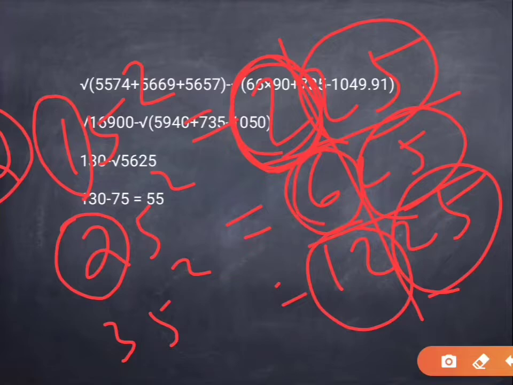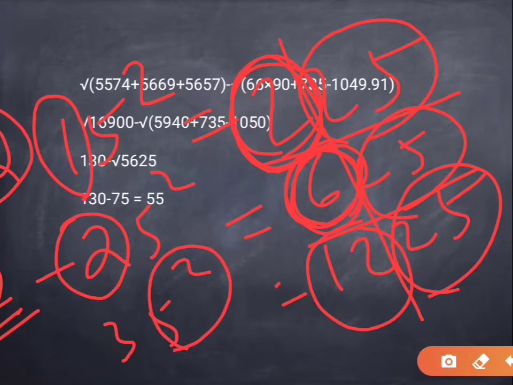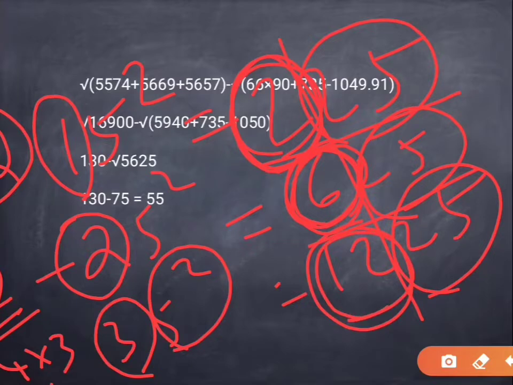Now how we get 6 here? What is the next number of 2? 3. So 3 into 2, 6. That is here. Now again 35 square, write 5 square 25 here. Now what is the next number of 3? 4. 4 into 3, 12. So that is written here.